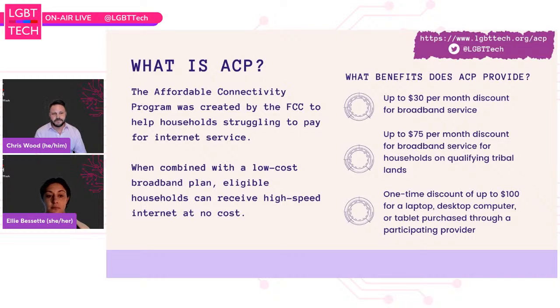So what is ACP? As I just alluded to, the ACP program was really born out of the Emergency Broadband Benefit Program. It was authorized by Congress and created by the FTC to help households struggling to pay for internet service. When combined with a low-cost broadband program, eligible households can receive high-speed internet at low or absolutely no cost to them. So what does this benefit provide? It provides up to $30 per month discount on broadband service.